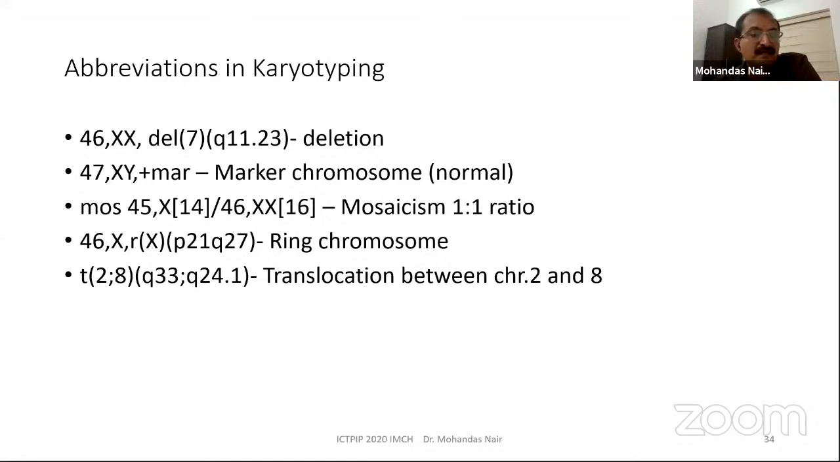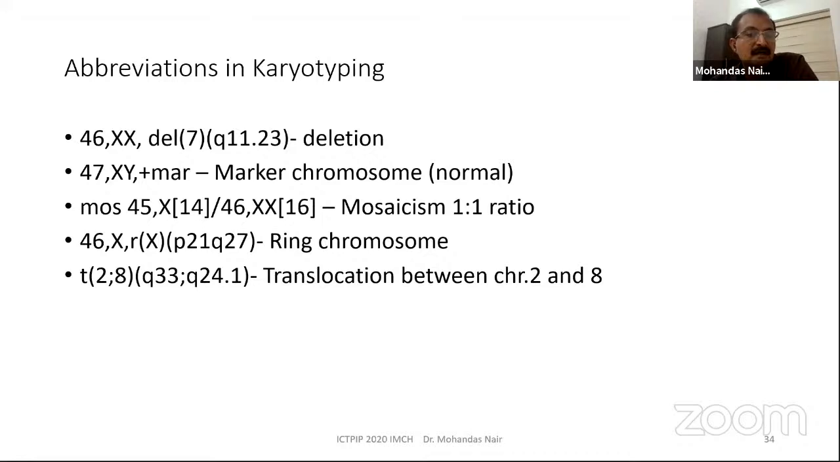And the fourth one is the ring chromosome X. One X is normal X and the other is ring chromosome X. The portion from P21, a small part of the P arm, and a small part of the Q arm are lost. P21 and Q27: distal to these 2 points are lost when the ends are fused together. So that is a ring chromosome.